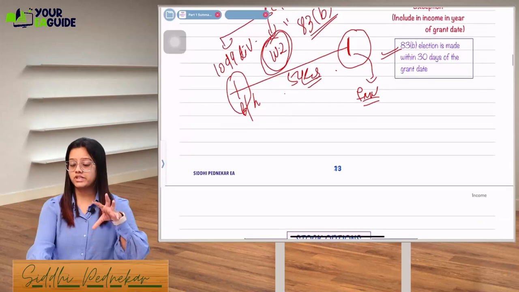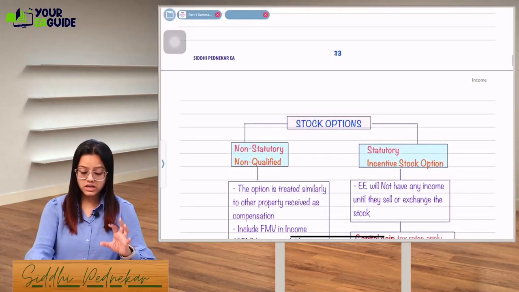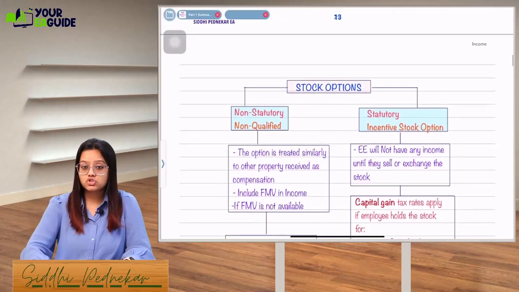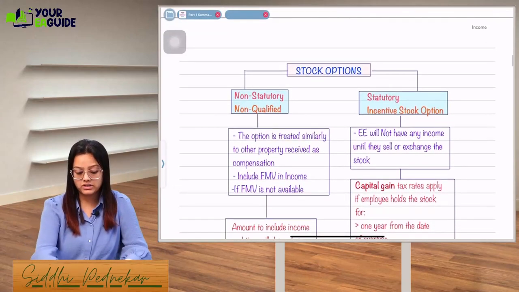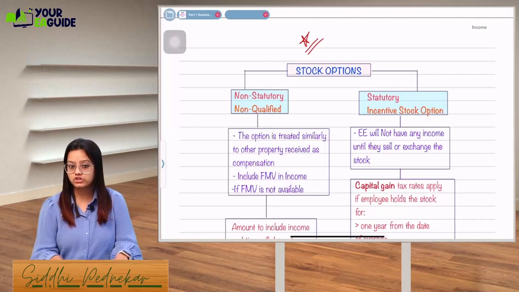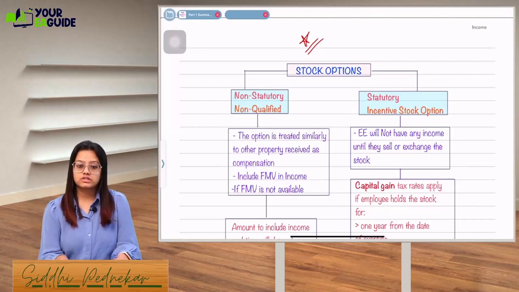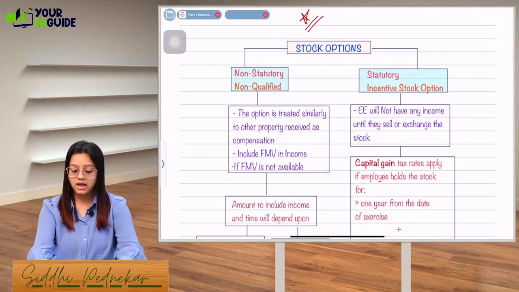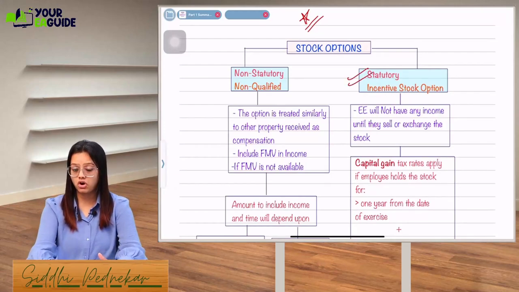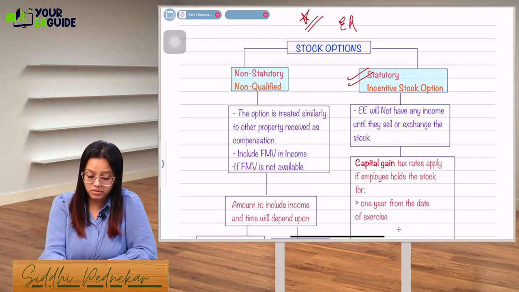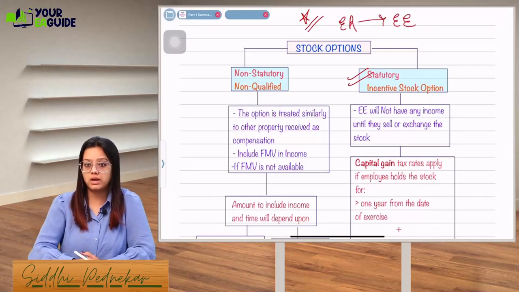Okay, got it, guys? Restricted property, we have already done in the class very well. Please refer to that material again. Next is stock options, most important and the examiner's second favorite topic. They will ask you a few questions on stock. If you receive a non-statutory stock option, that is a non-qualified stock option, then the treatment is different. And if you receive a statutory stock option, that is an incentive stock option, it means when the employer provides some stock to the employee.